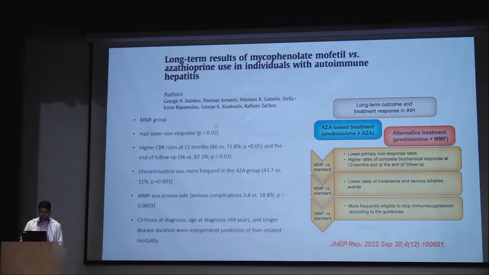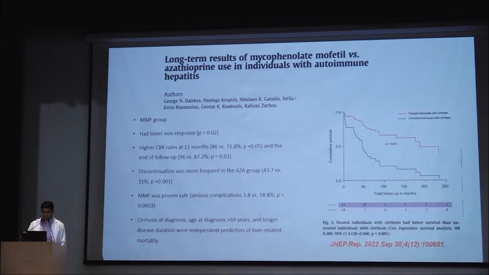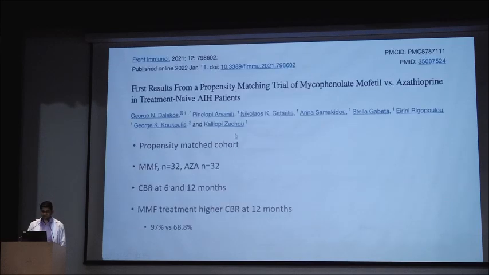This study also showed that complete biochemical response at 12 months was significantly higher, in around 86 and 71%, as compared to azathioprine, which was just around 43%. So MMF has been proven as a more effective drug and is associated with fewer complications, 3.8% as compared to 18.8% in the azathioprine group. Patients with cirrhosis also showed better survival when they were treated with MMF and steroid, as compared to when there was no treatment in cirrhosis and autoimmune hepatitis.